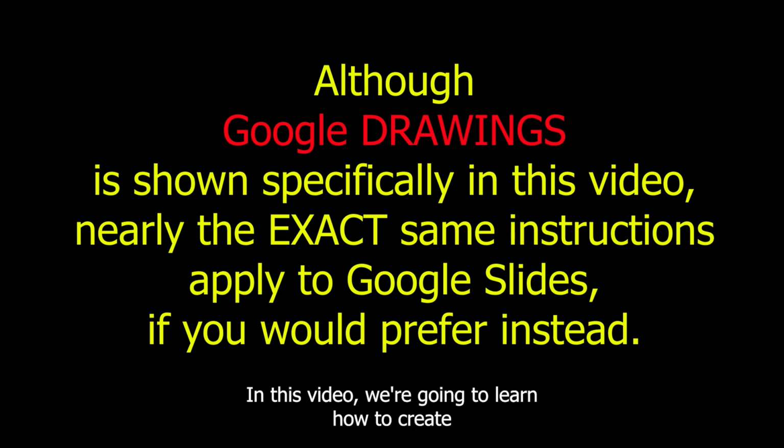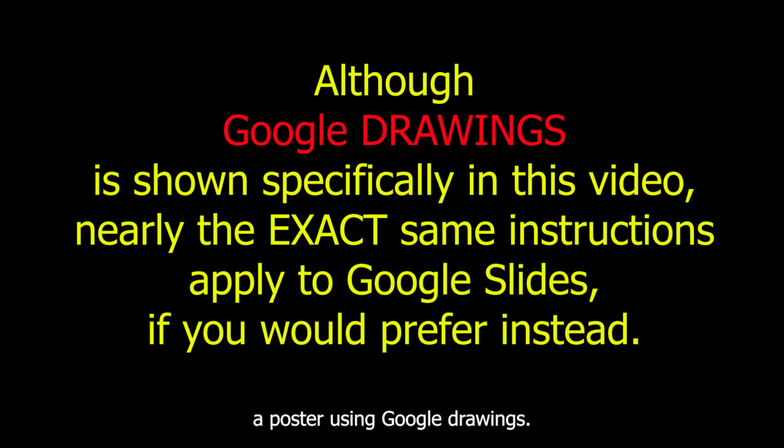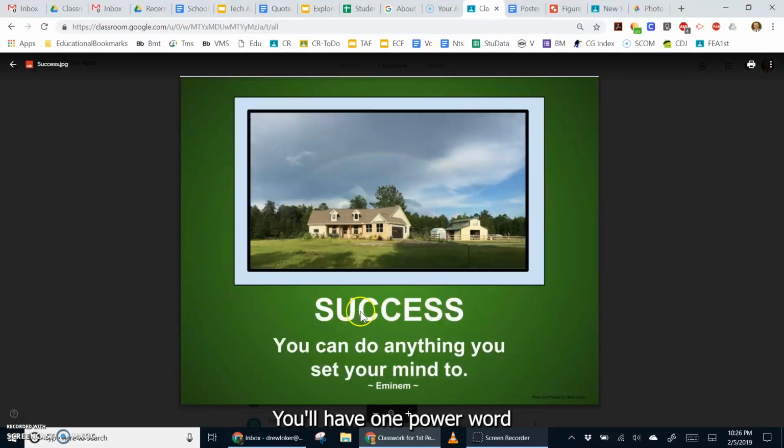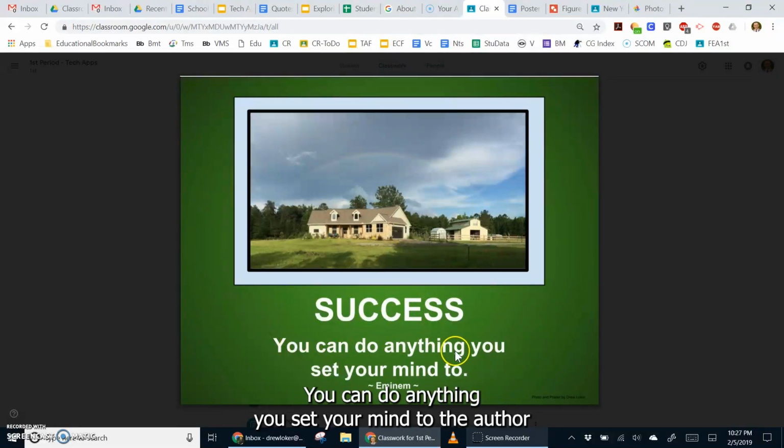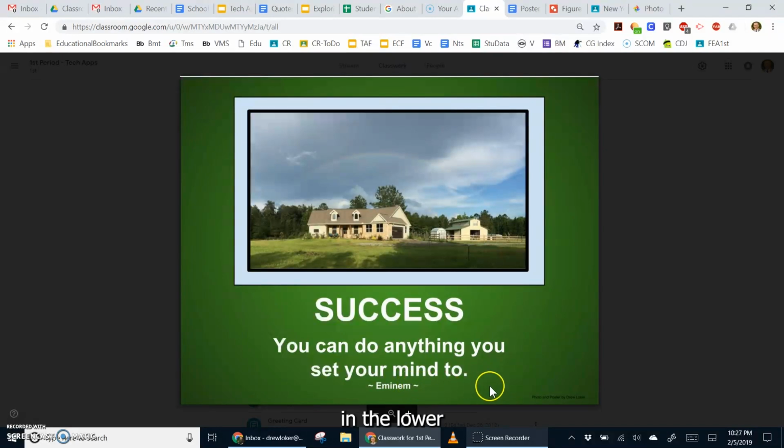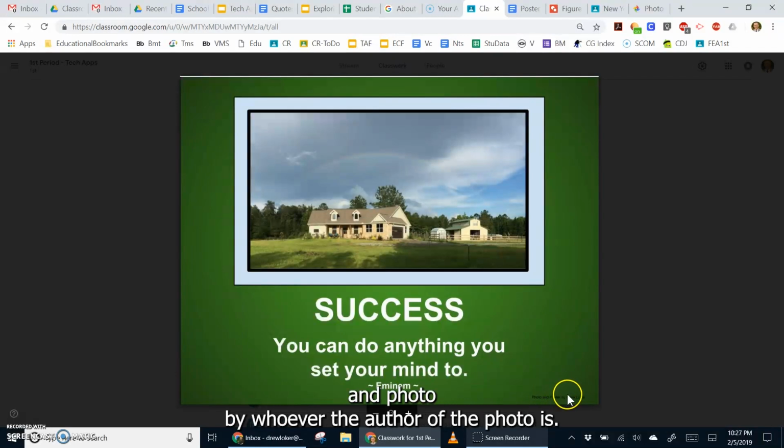In this video, we're going to learn how to create a poster using Google Drawings, including a picture. You'll have one power word, like the word success, a quote, "You can do anything you set your mind to," the author of the quote. In the lower right corner, in a very small font, you will have poster by your name and photo by whoever the author of the photo is.